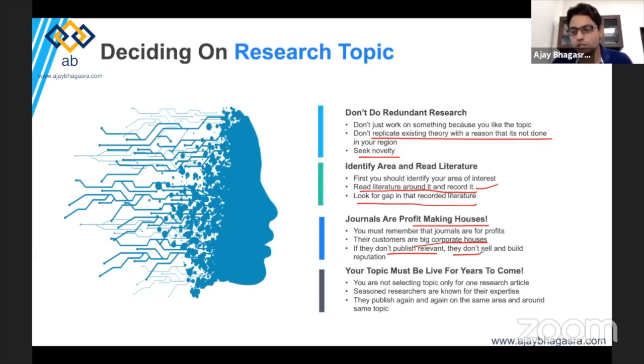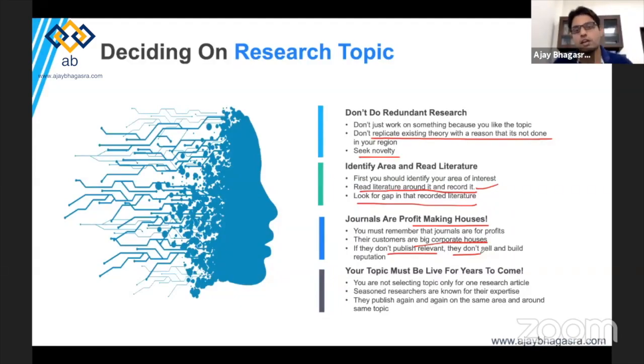How do we know we are investing in dead horses? Suppose your area is XYZ. Go to the top journals in your area and try to see what type of papers have been published in these journals in the last 5 years, in the last 10 years, right? If you are thinking of doing research on topic X, and not a single article has been published in these journals in the last 5 or 10 years, that means the topic is dead. The journals don't publish it, that means it is not a good topic to go on. If this was your topic that you like, please change it.